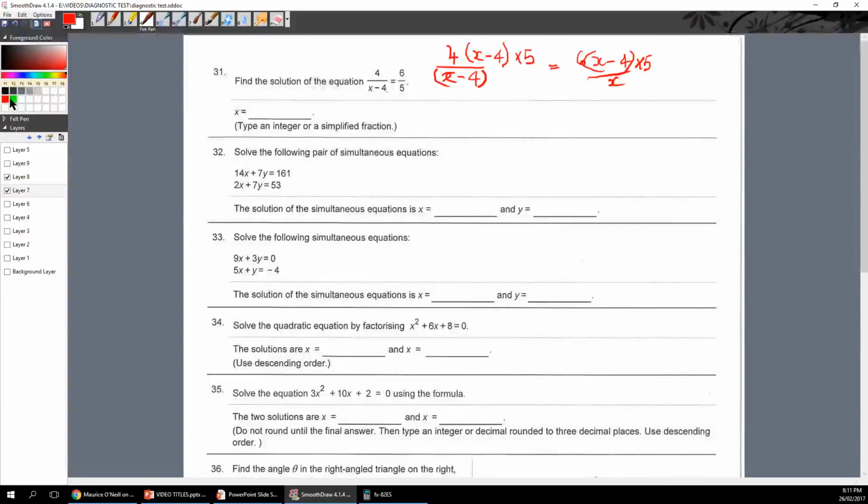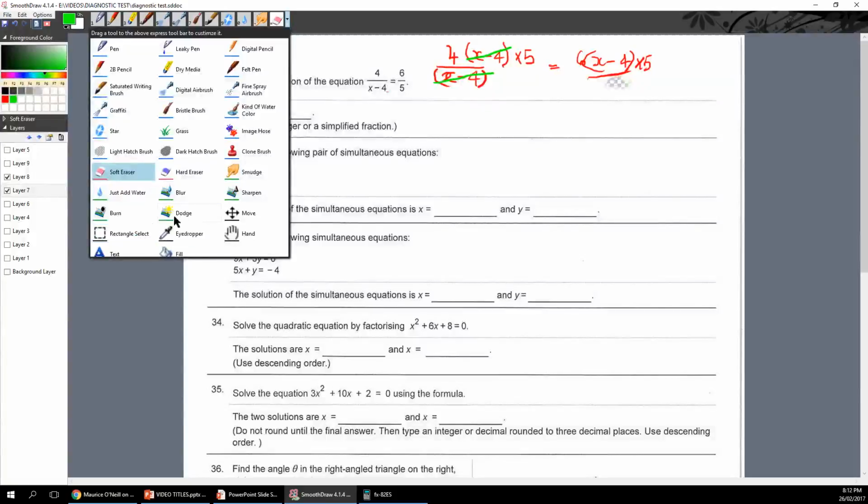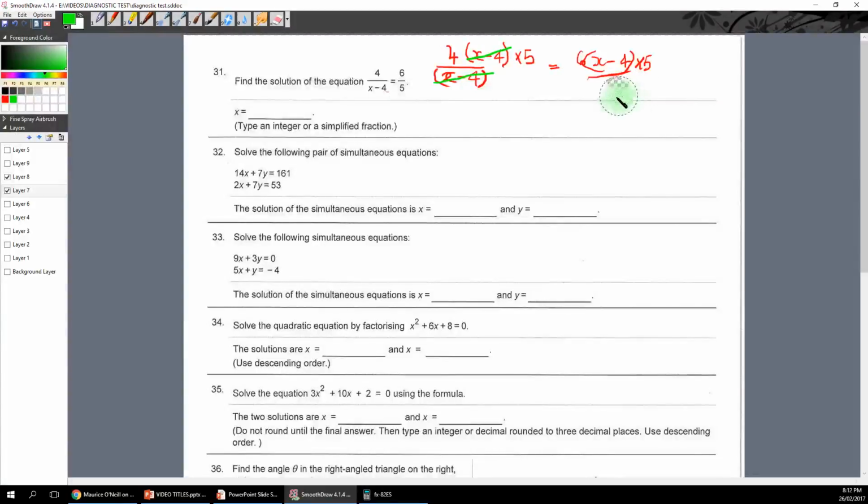I'll go to the green, double click. So we can see that the x minus 4 is going to cross out of there, and that shouldn't be an x there. I'll get the eraser out, rub that out. Oh no, okay, the soft eraser. Oh, it's rubbing right through to the background. That's not good. It's rubbed out everything. Where's the paint tin? Can't find the paint tin. No, we could do an airbrush. No. Okay, let's just undo all this here.